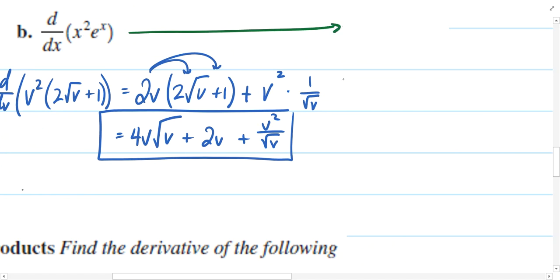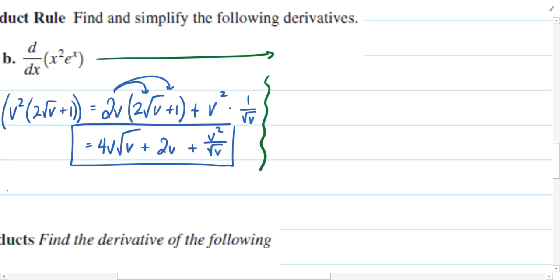So why don't you try part B on your own? I know I've taken up some space here, but there should be enough room on the right side of your handout. Tell me, what's the derivative of x squared times e to the x? Pause the video now and resume playback in a moment to check your work.